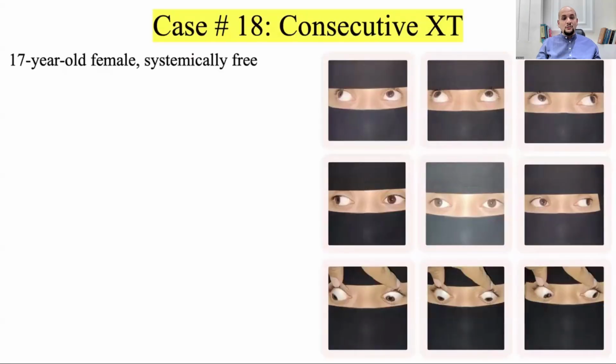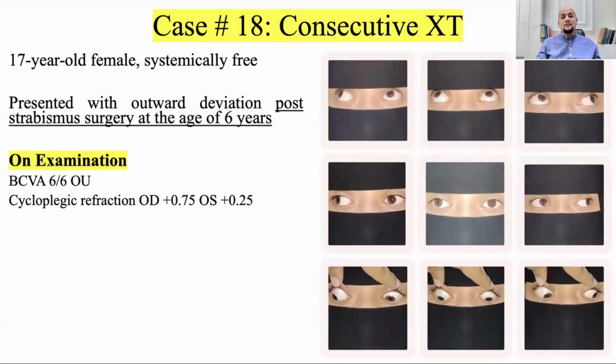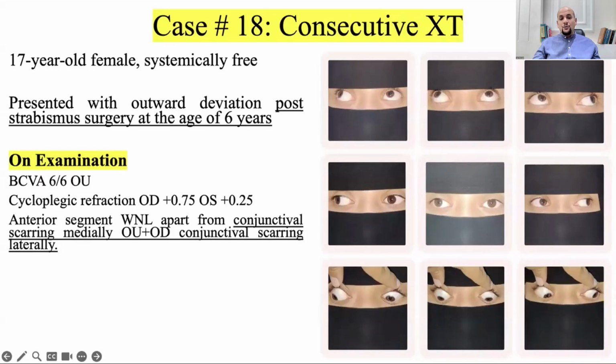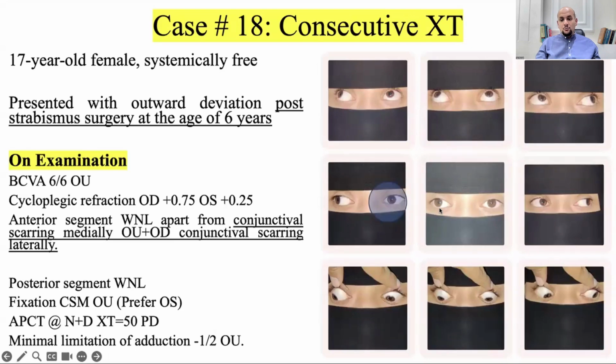So this is a 17-year-old female who had strabismus surgery at the age of 6 years. She had esotropia, and on examination, she had 6/6 vision in both eyes with conjunctival scarring over both medial recti and the right lateral rectus, sorry. And the alternate prism cover test was 50 prism diopters of exotropia at near and at distance with very small limitation of adduction in both eyes, minus half or minus 1.